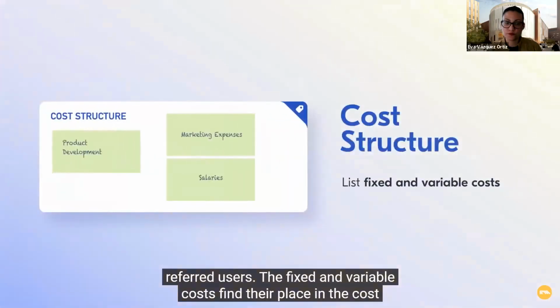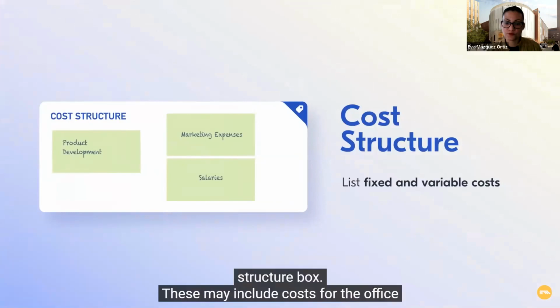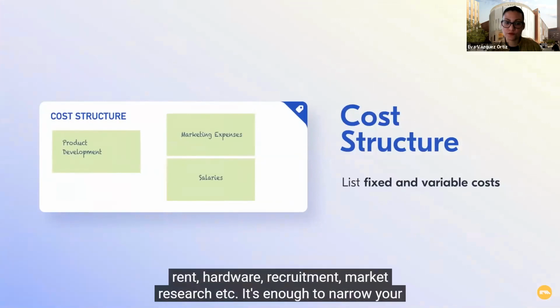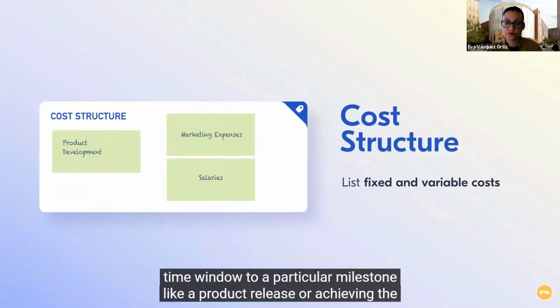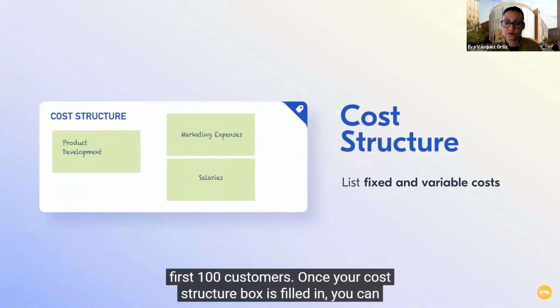The fixed and variable costs find their place in the cost structure box. These may include costs for the office rent, hardware, recruitment, market research, etc. It's enough to narrow your time window to a particular milestone like a product release or achieving the first 100 customers.